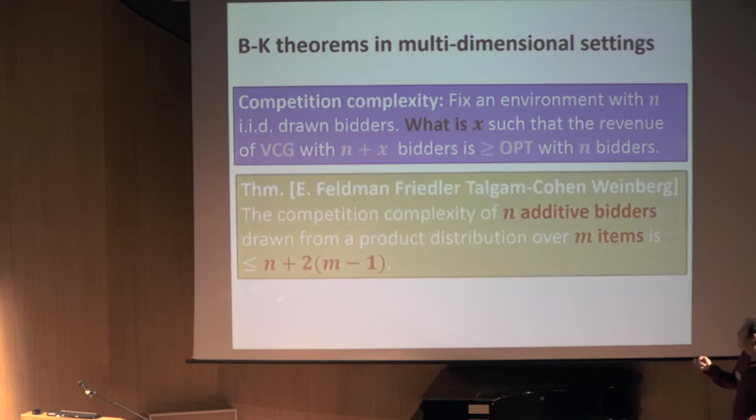So let's state our results. The first result we have is that if we have n additive bidders drawn from a product distribution over m items, then the competition complexity is at most n plus 2 times m minus 1. This is the first result.